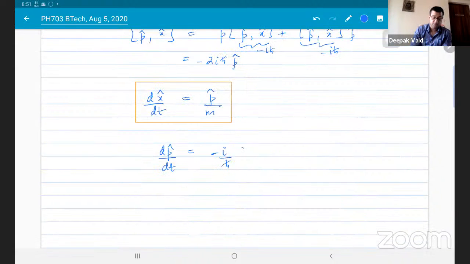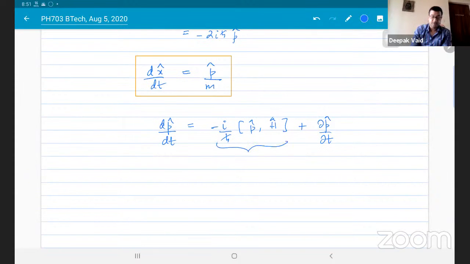minus i over h bar, the commutator of p and the Hamiltonian, plus dp by dt. What will this give us? The commutator of p with the Hamiltonian, where H is p squared by 2m plus V of x. Now the commutator of p and p squared is 0, right? So this will give me the commutator of p with V. Now this is the commutator of p with a function of x.